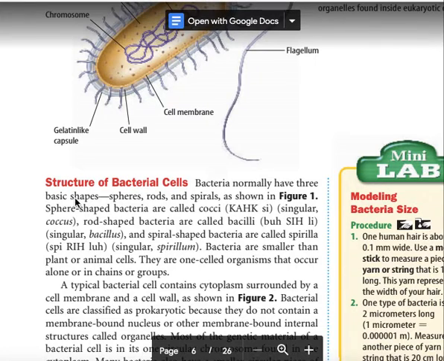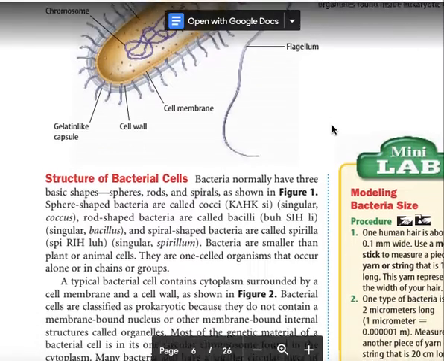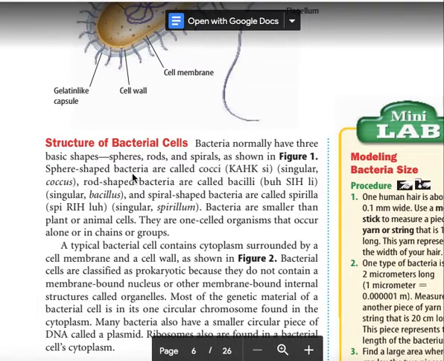Bacteria normally have three basic shapes: spheres, rods, and spirals, just like what we saw here. Sphere-shaped bacteria are called cocci, singular coccus. Rod-shaped bacteria are called bacilli, singular bacillus. And spiral-shaped bacteria are called spirilla, singular spirillum. Bacteria are smaller than plant or animal cells. They are one-celled organisms that occur alone or in chains or groups.